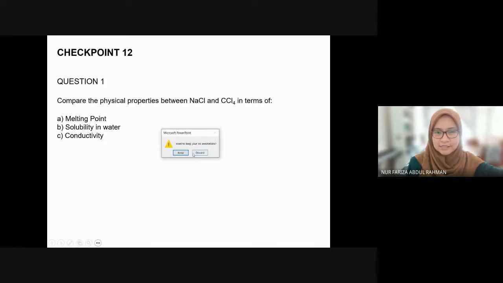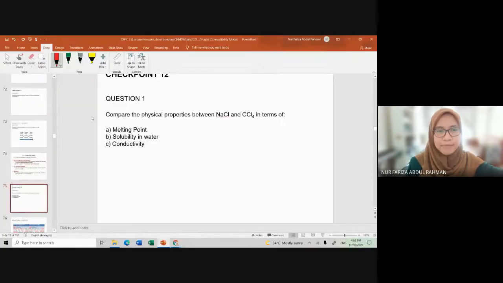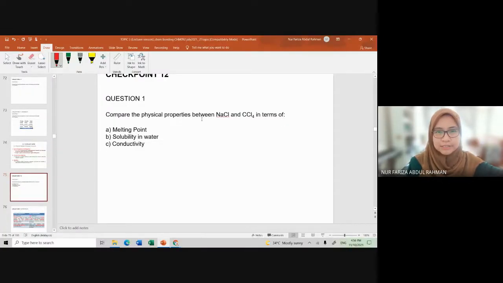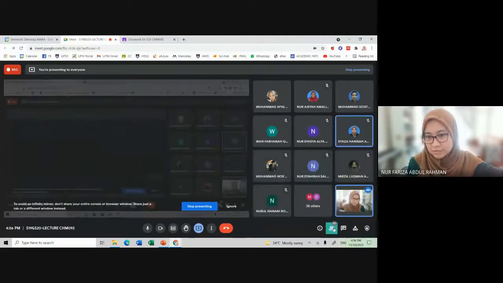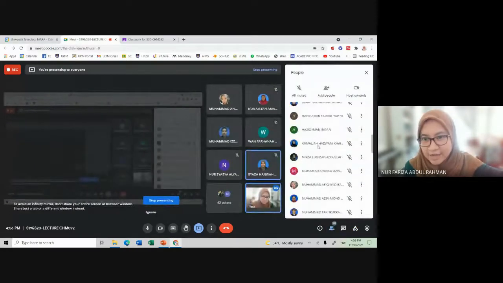Okay, rasa takkanlah tak berjawab kan ni kan. Compare the physical properties between sodium chloride and CCl4 in terms of melting point, solubility in water, conductivity. Okay, alright. So, siapakah yang bertuah itu? Kita random je pilih. Pilih je siapa-siapa yang saya nak.